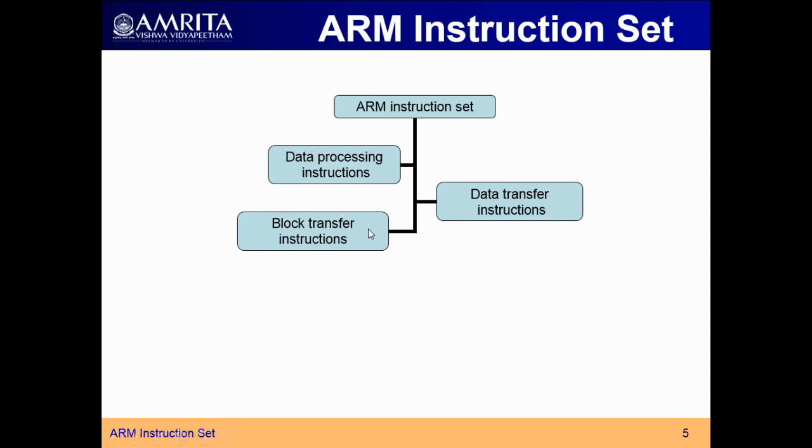Next category is block transfer instructions. Block transfer instruction means whenever you need to load and store multiple register contents at a time. We have seen load store multiple instructions; those come under block transfer. But load store single instructions come under data transfer. Next one is branching instructions. Sometimes if you want to branch from one memory address of a program to some other program location, then you will be using branching instructions.